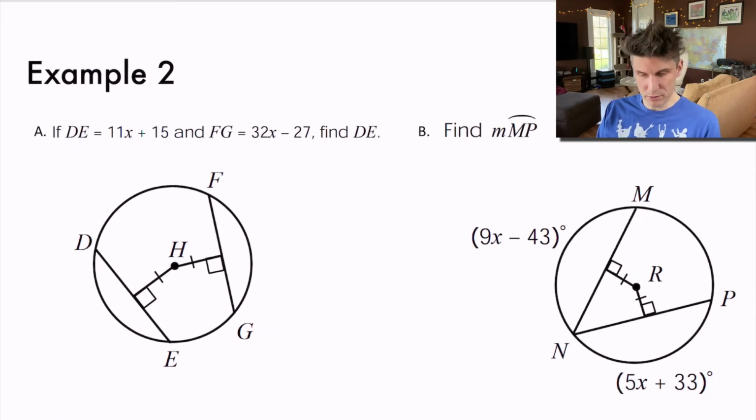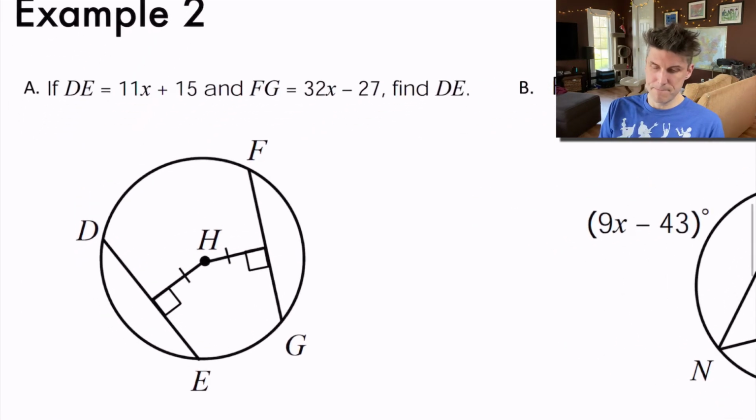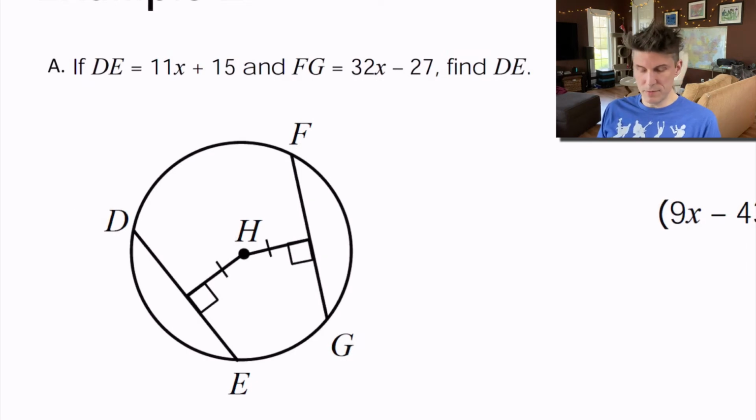So in this example, we have a situation where we have two chords in the diagram, and we're not sure if they're equal. They didn't tell us that they're equal, right? There's nothing in the description that says DE equals FG. But let's look at the diagram before we even see what they're asking us, and mark it up. We'll see what we know is equal.